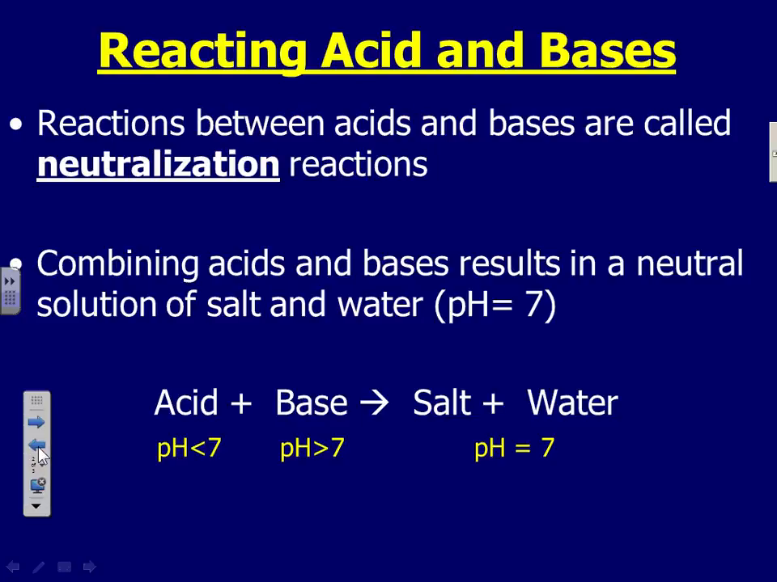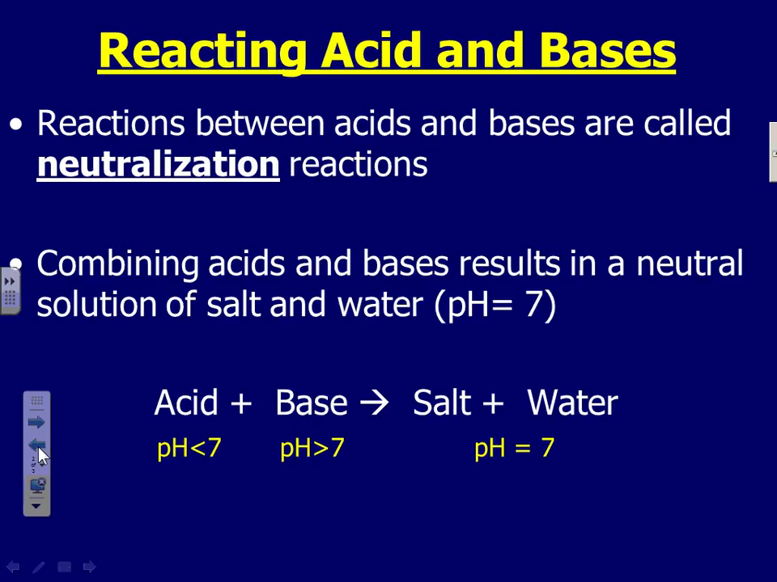You don't have to write down "reacting acids and bases," that's obviously the title of the first screen. But you can write down: reactions between acids and bases are called neutralization reactions. Combining acids and bases results in a neutral solution. The acid and base get turned into water, and then what we call a salt.